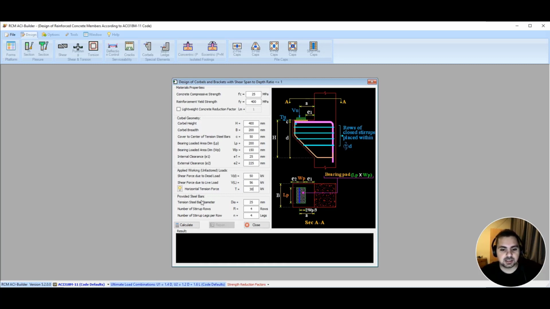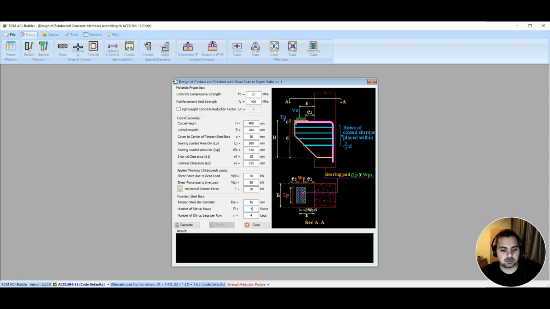Now my tensile steel bar diameter, it's basically this diameter that we are going to use. Let's start with a diameter of 16 millimeters. Now the number of stirrups or rows that are there. So basically it's asking us how many rows of stirrups we are going to have. Let's keep it as 4, and the number of stirrup legs per row. So it's asking us about the legs that I'm going to have. So my stirrup from the inside, how many legs I'm going to have.